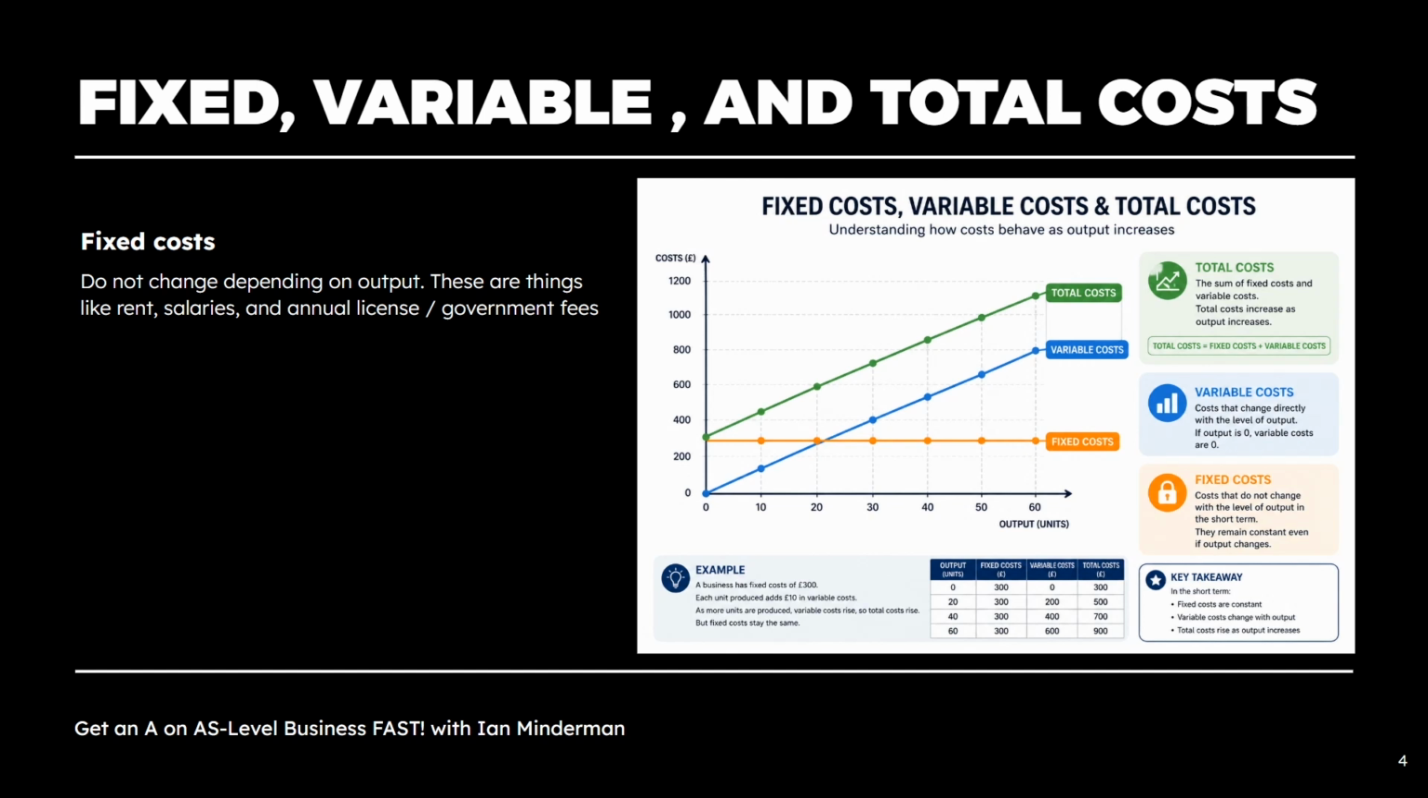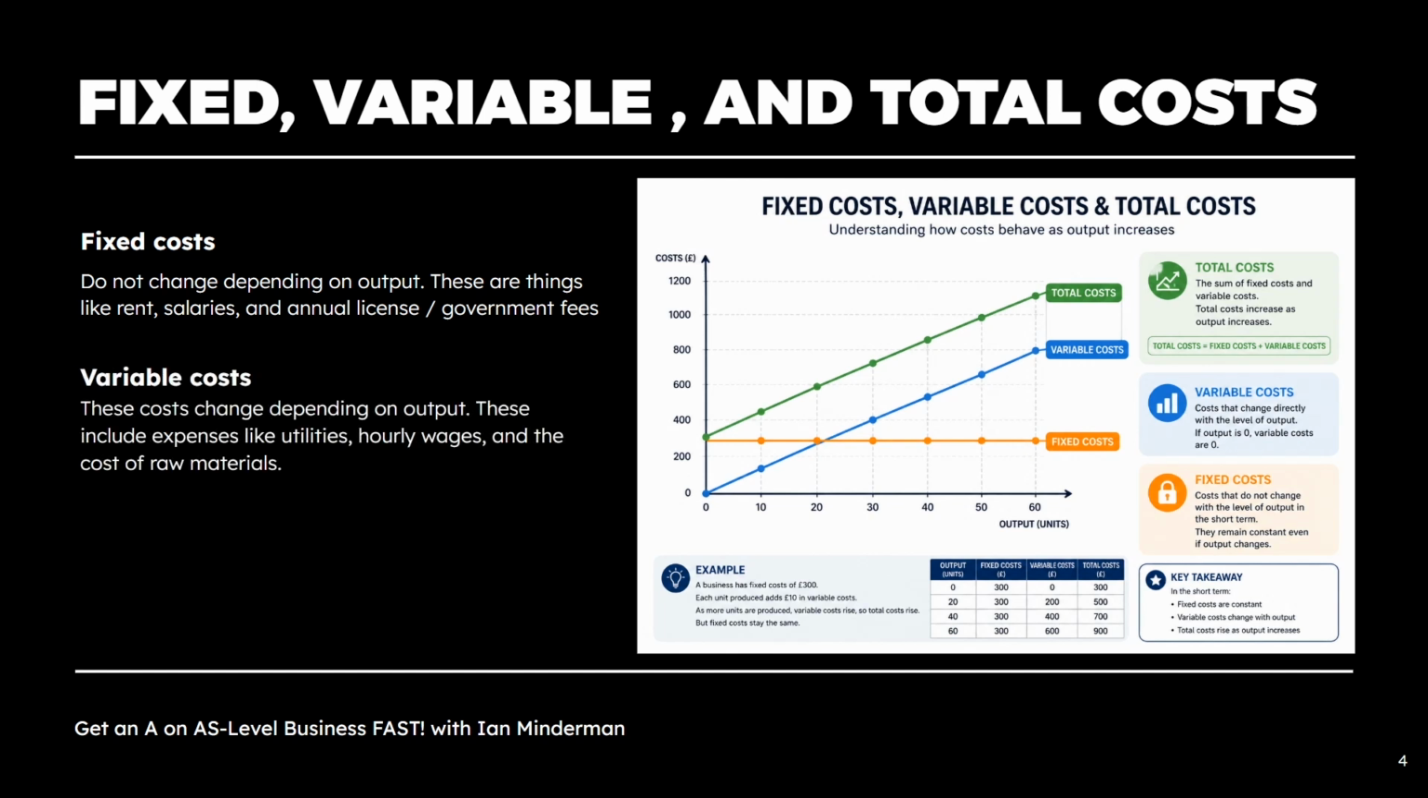Now we have variable costs. These are things that do change depending on the output. These are things like utilities, hourly wages, the cost of raw materials. If you produce more items, let's say that you're producing desks, right? If you're going to produce a desk, you need things like wood, some metal, right, for the legs. You need all these raw materials. So if you're going to produce 5 desks, you need much less raw materials than if you're going to produce 5,000, obviously. So your costs are going to go up in terms of raw materials, but that's okay because in theory, you should be making more money.